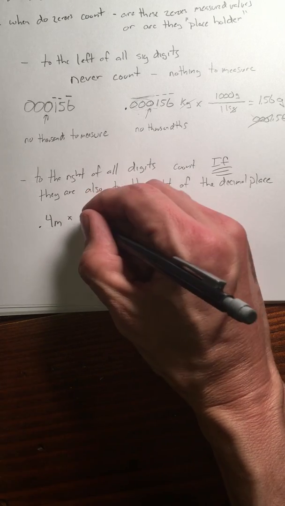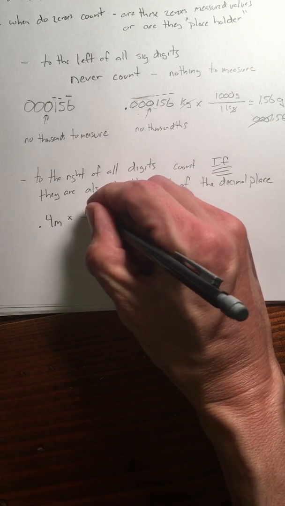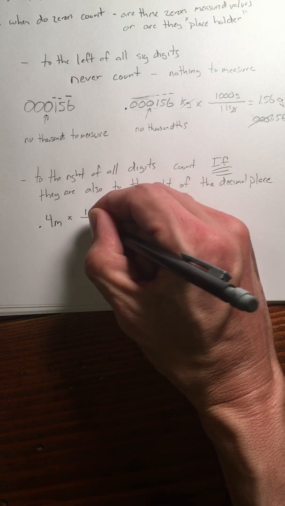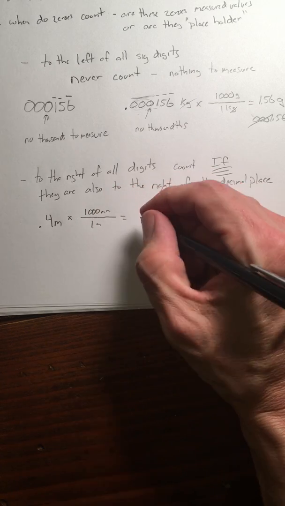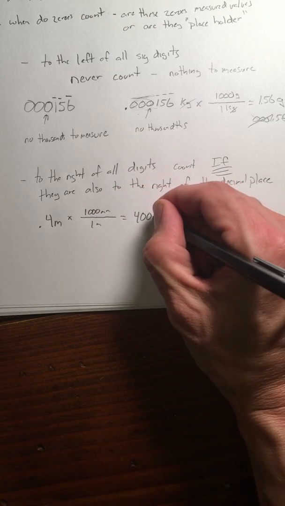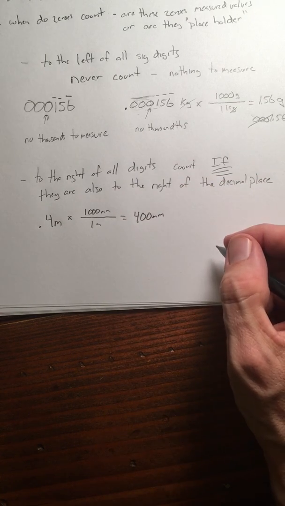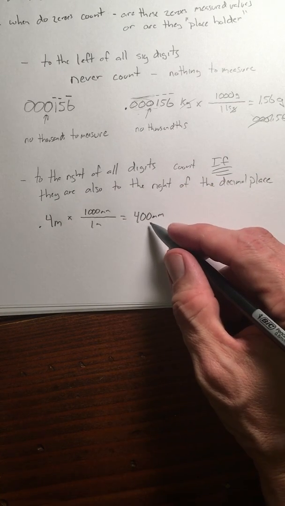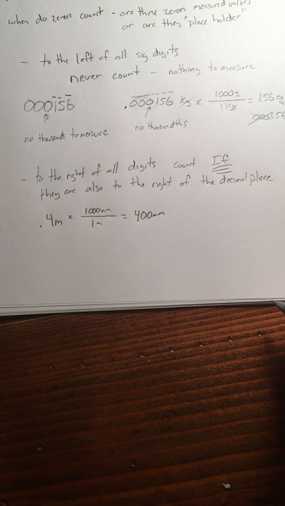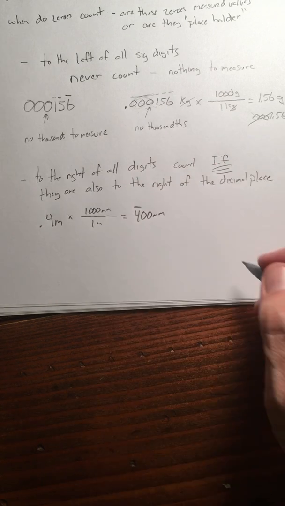I could change it into a measurement in millimeters. There are 1,000 millimeters in 1 meter. That means that line would be 400 millimeters long. Did I somehow gain some sig figs by converting from meters to millimeters? I don't really know any more than I used to. Only the 4 is significant.